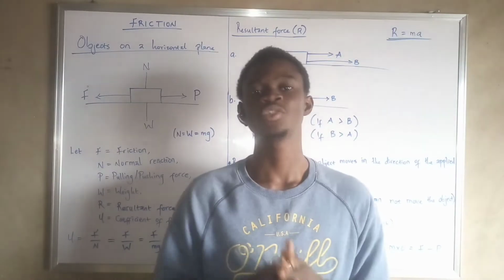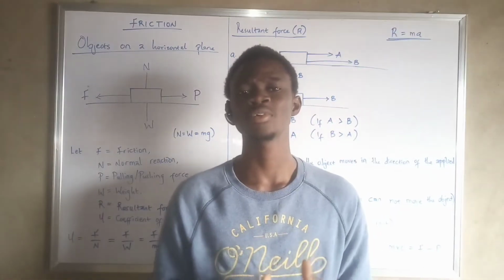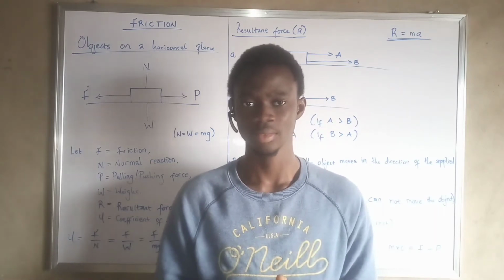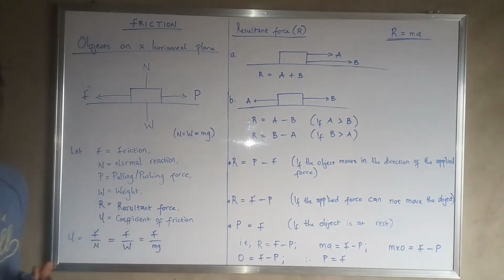Today we are going to be treating friction. And what is friction? Friction is the force that opposes the relative motion between two objects in contact. As we have on the board, objects on a horizontal plane. This is a typical diagram of an object on a horizontal plane.